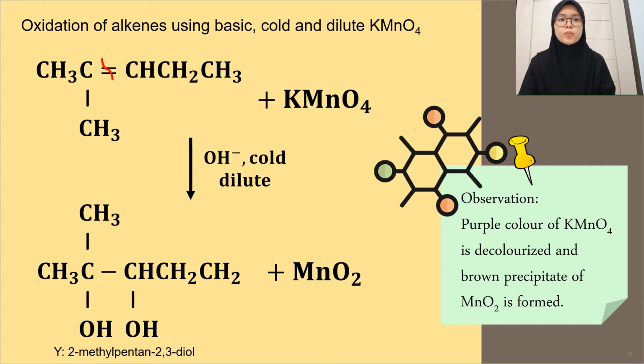When 2-methyl-2-pentene undergoes oxidation using basic, cool, and dilute potassium permanganate, it forms 2-methyl-pentan-2,3-diol and also manganese oxide. So the observation for this reaction is that the purple color of potassium permanganate is decolorized and a brown precipitate of manganese oxide is formed.